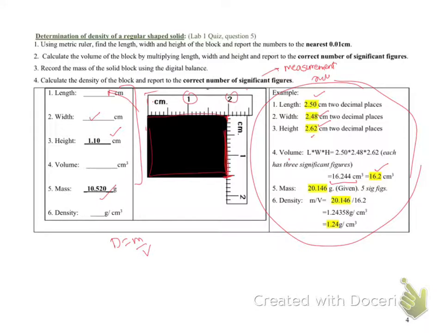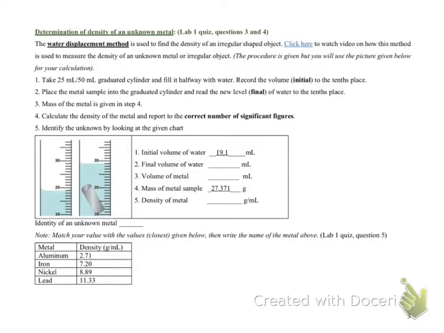Then the mass is given to you, and then you will calculate density by mass over volume. And again, let's say this is your mass, which has 5 significant figures. Your volume has 3 significant figures, so that means your answer should have 3. So you're going to solve this and find the density here, and then that is your lab 1 quiz question number 5.